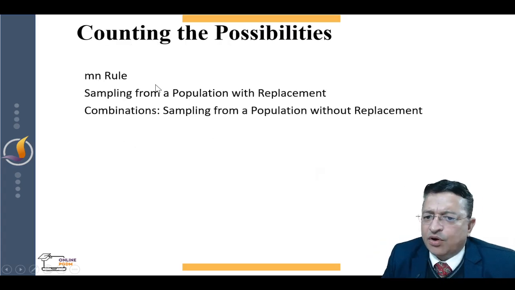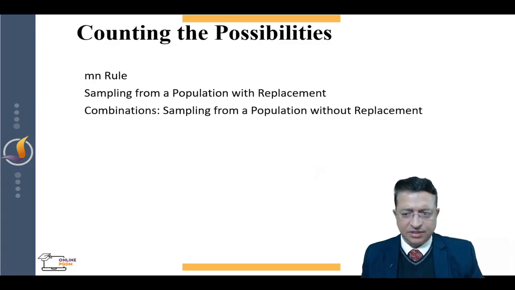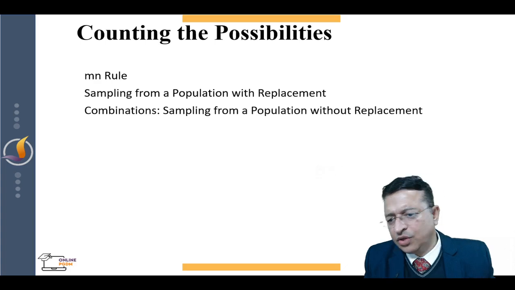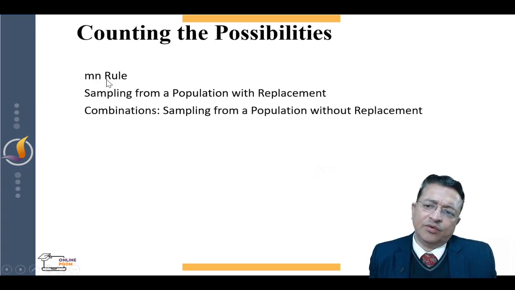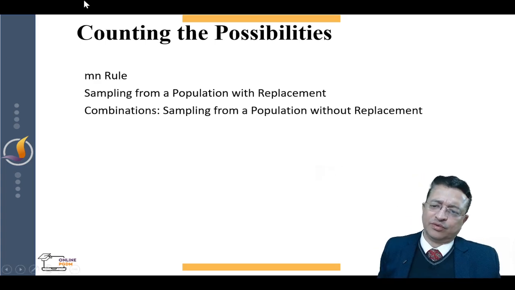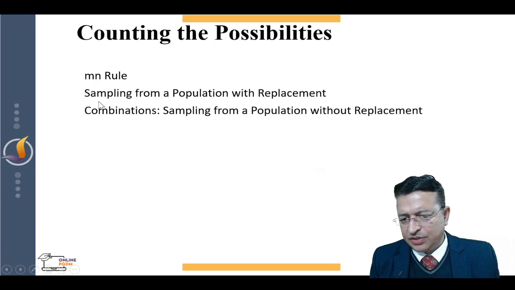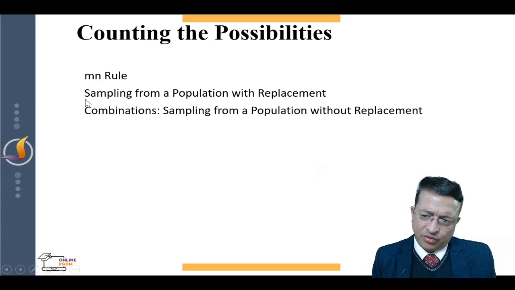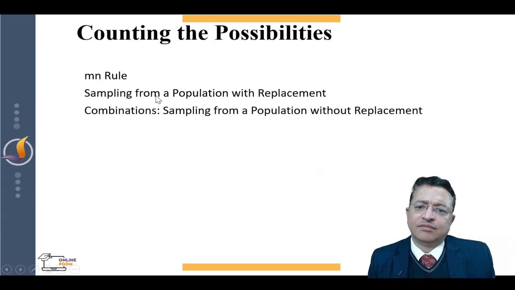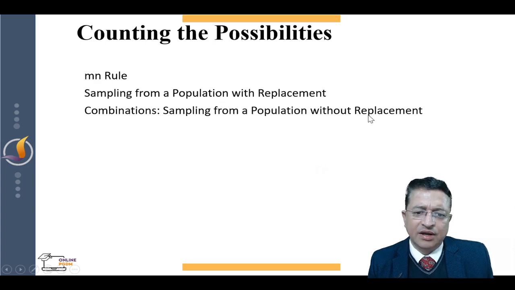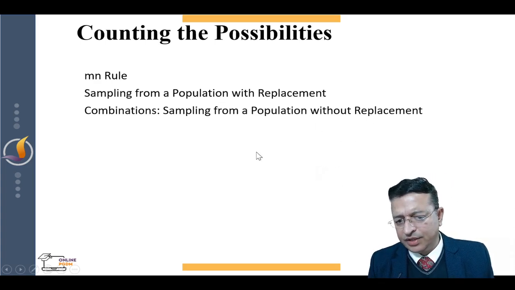Now, when we talk about counting the possibilities, you must have seen this rule many times when you were doing calculations in school. The mn rule. Nothing new, but let's see what we do in the mn rule. Then sampling from a population with replacement or without replacement. In both cases, how do we do it? Let's see.